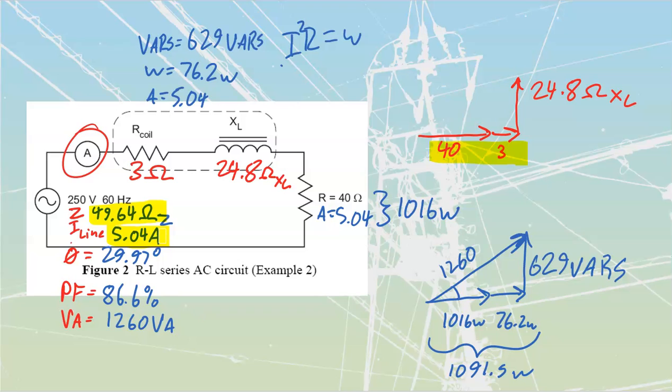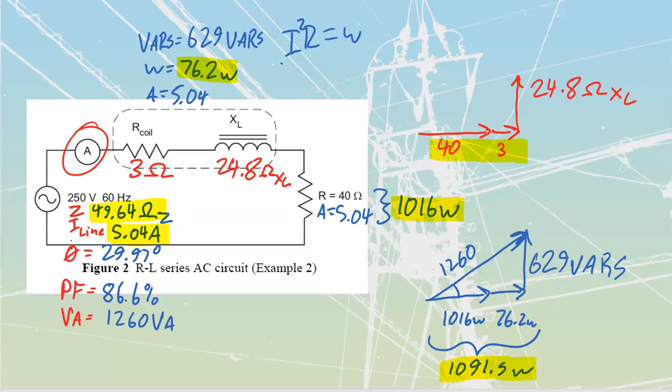True power taken by the resistor, that's going to be this watts that we have over here. True power taken by the coil, that's going to be this watts that we have over there. True power in the entire circuit, that's going to be this value, 1091.5 watts. Apparent power, or VA, of the entire circuit, that's going to be this 1260 that we have in these two locations. The power factor of the coil, we don't have yet at this point. The angle by which the reactor current lags the reactor voltage, we don't have that either. That's going to be looking just inside of here. We'll get that one in a minute.